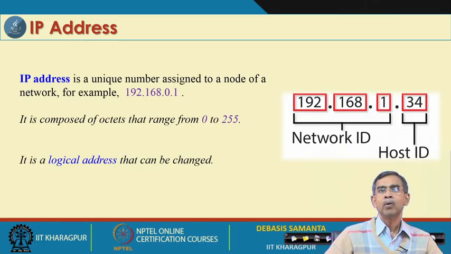As an example, 192.168.0 is one network ID, and then .1 is the host ID, the ID of a computer. So, this address is not exactly the physical address, it is a logical address. Logical in the sense that whenever a user wants to connect to a network, he or she should approach the network administrator, who will assign one ID, whether it is a network service provider or the network administrator in your organization.